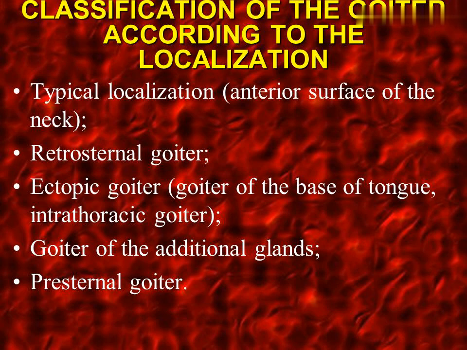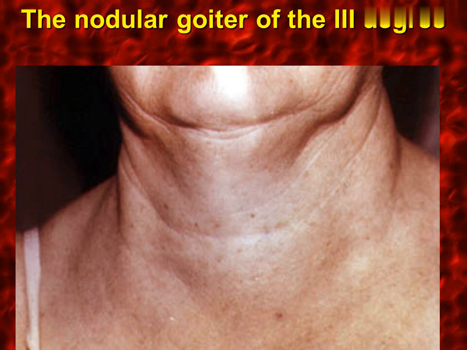Typical localization, anterior surface of the neck. Retrosternal goiter. Ectopic goiter, goiter of the base of the tongue, intrathoracic goiter. Goiter of the additional glands. Presternal goiter. The nodular goiter of the third degree.